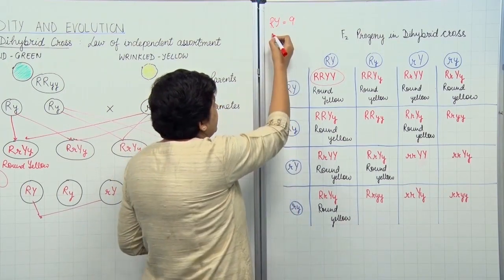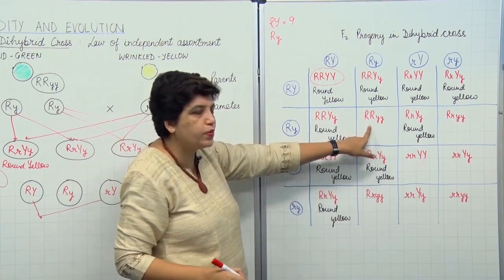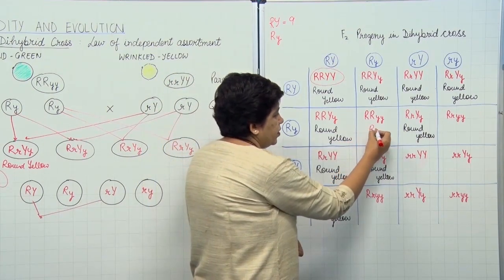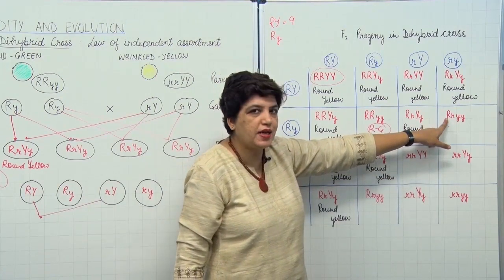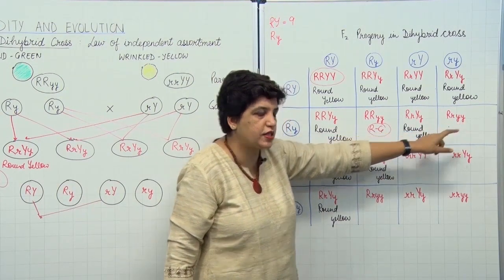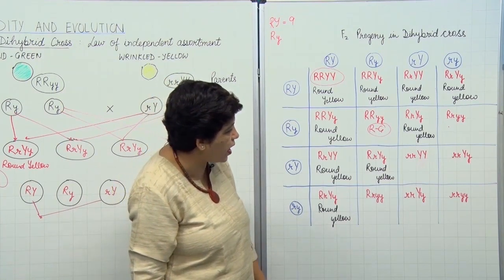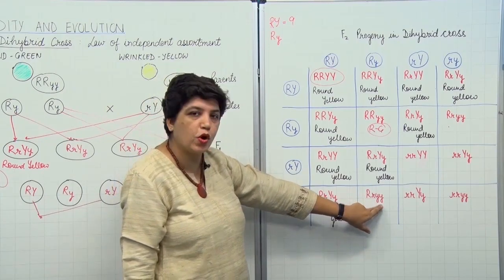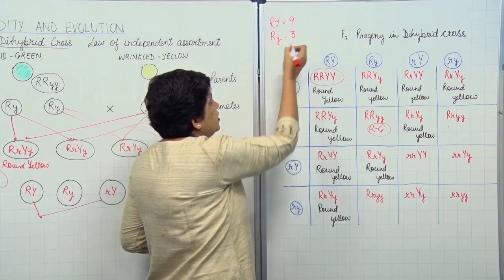The other type would be round and green. Let's see. This one is round and green. This one is again round and green. One capital R, so round, but both are recessive, so round and green. And the third type, if you can find out, round and green. This round for capital R, small y will represent green. So 3 of them are round and green.